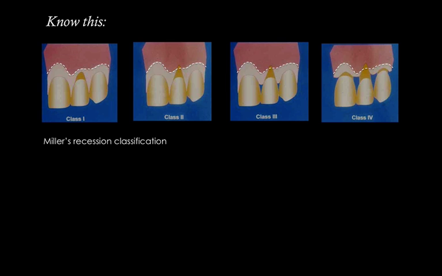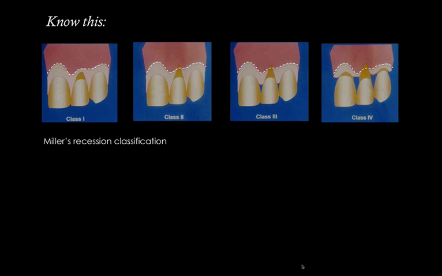So what we're seeing is a recession that is increasing in severity from Class 1 to Class 4, and the high success rates in root coverage are in Class 1 and Class 2. Actually, Miller mentioned 100% success rate, which is something we never promise to the patient, but definitely higher success rates. When we treat Class 3 and Class 4 recession lesions, the success rates dramatically drop down to 50% and less, and our root coverage success is not predictable.